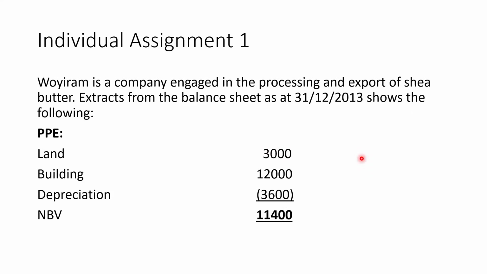This is your individual assignment. This one, you do it handwritten. I want it handwritten. Do it and then give it to the class rep before next week, Thursday. Give it to the class rep by Wednesday, and then I'll tell the class rep what to do with it.